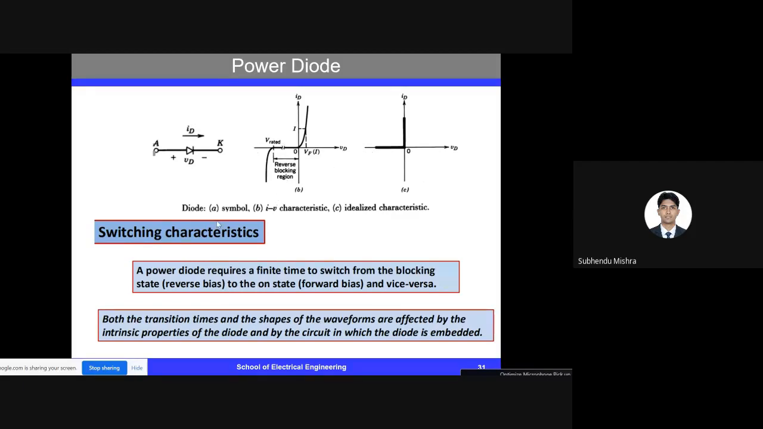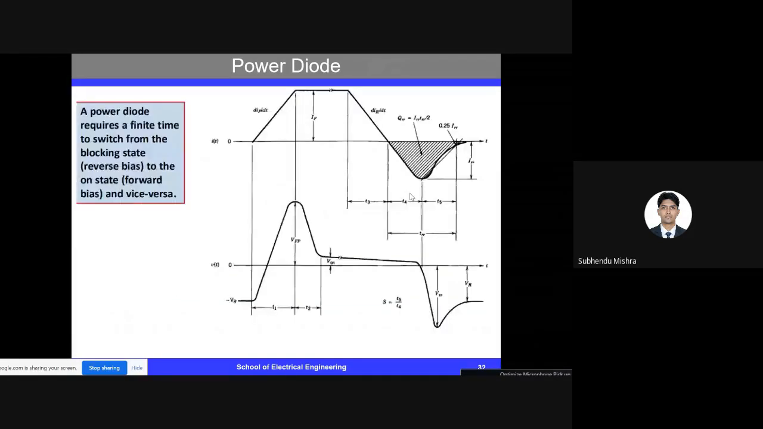The power diode also requires a finite amount of time to switch from the blocking state to the on state, and vice versa. So there is a finite amount of time as well. That is the transition time. Both the transition times and the shapes of the waveforms are affected by the intrinsic properties of the diode. So what is the intrinsic property of the diode? What you are seeing here is the VI characteristic of the diode.